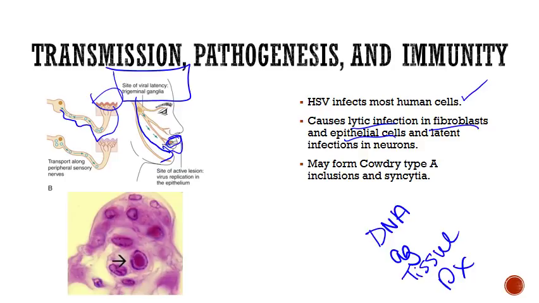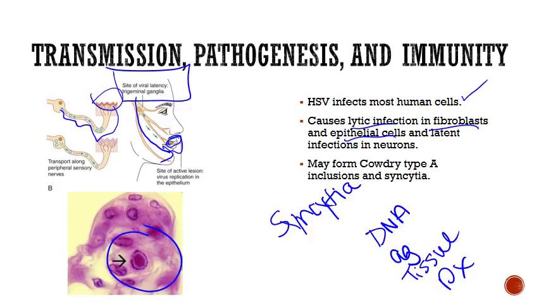So it can spread a couple of ways. It can actually spread between cells through these intracellular bridges, these syncytia. So we might see those, and that actually helps it avoid detection by antibodies. And then it also can cause various inclusions. So these Cowdry type A inclusions, which I'm showing here.